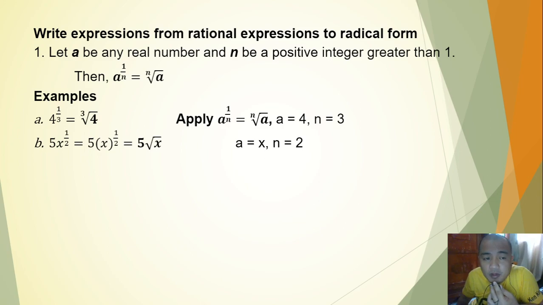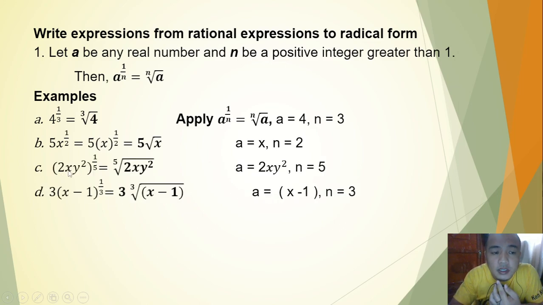So if the exponent of a variable or any number is 1/2, it means it's the square root of that number. And if the exponent of any number or variable is 1/3, that means it's the cube root of that number. Letter C, the quantity 2xy squared raised to 1/5, meaning 2xy squared will be our radicand. It will be all inside the radical sign, and 5 here is the index, so this is read as the 5th root of 2xy squared.